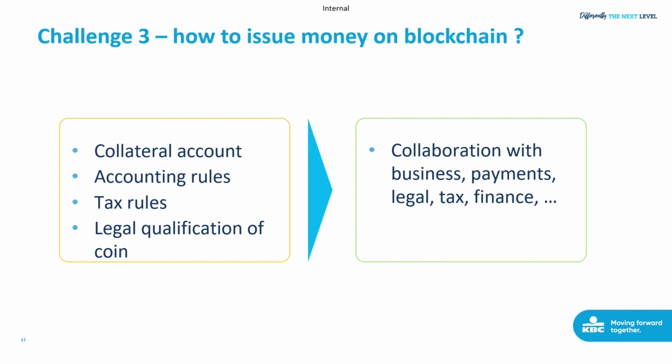Third challenge: how to issue money on blockchain. You need a collateral account. We as KBC promise that the money is safe with us, and for each euro that we receive on a collateral account, we will issue a coin on blockchain. We will have to check that these two are in sync, but once the coin is on the blockchain, it's in a closed loop environment.